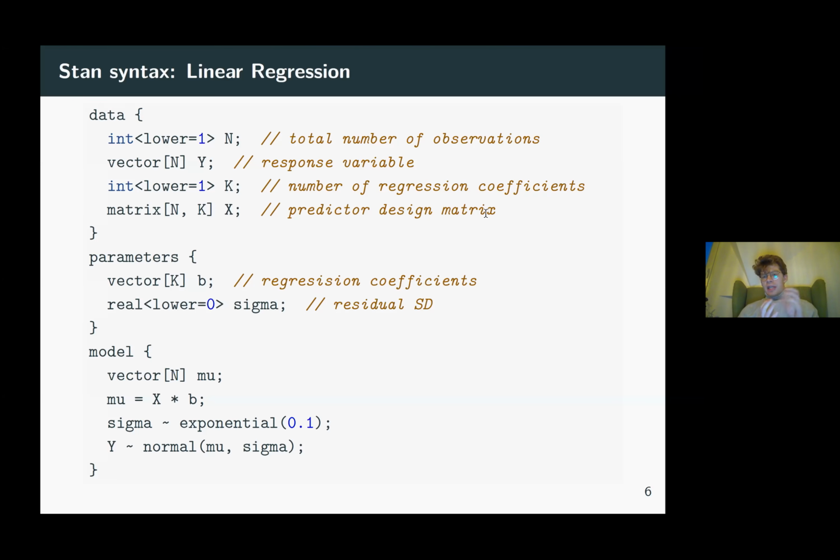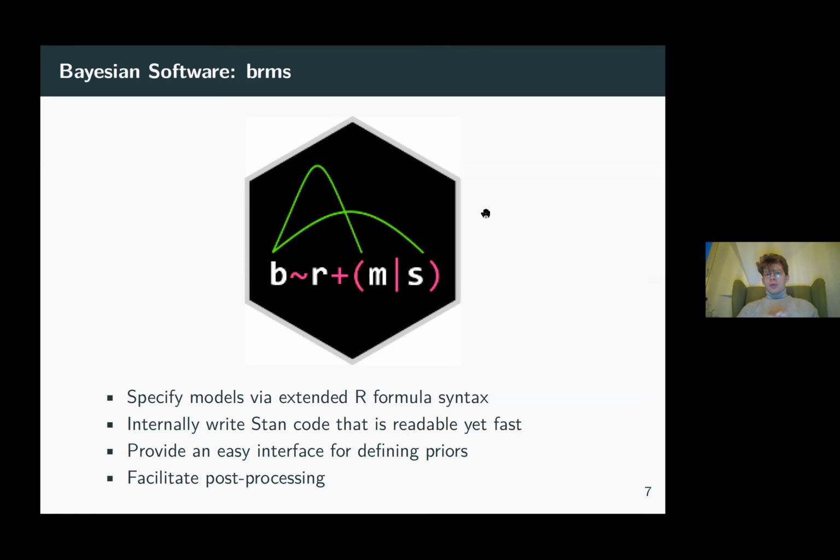And you will see that in lots of aspects, Stan is actually also, among others, inspired by R. Okay. But of course, the topic of today is not to fit models in Stan. So we're going to use one high-level interface to Stan, which is BRMS. It stands for Bayesian regression models using Stan.